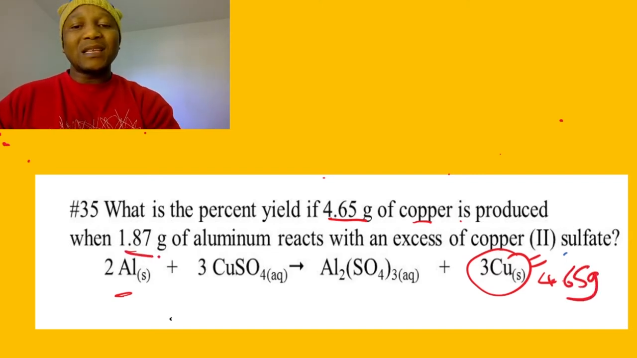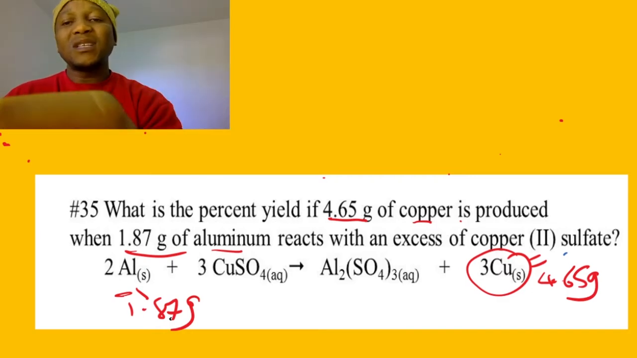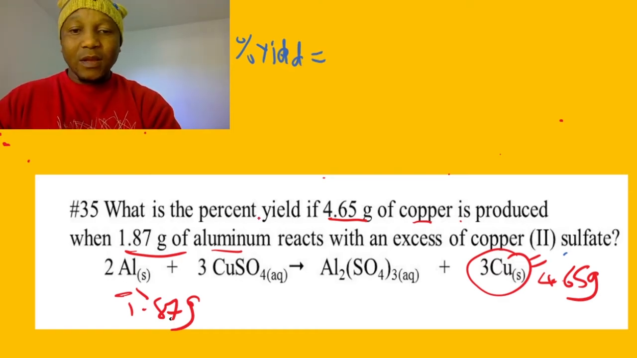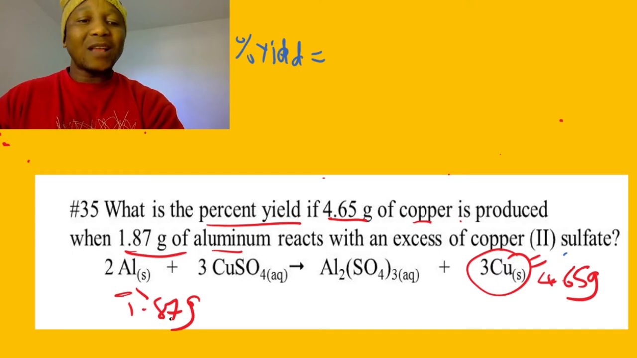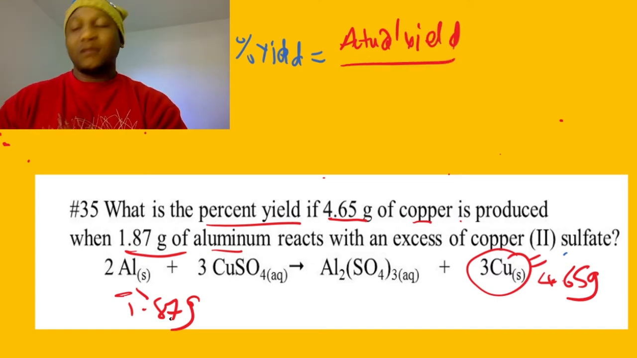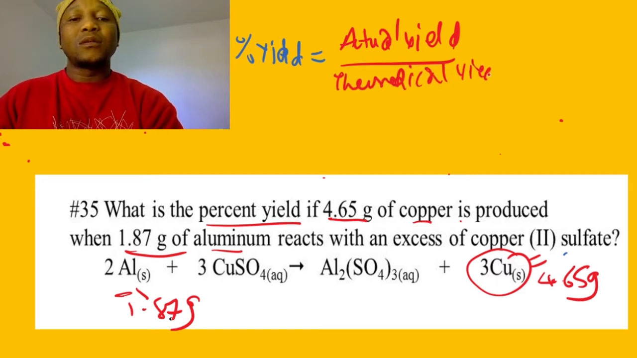But they say the mass of aluminium, 1.87 gram of aluminium reacted. Now we want to find the percentage yield. Percentage yield, there's a formula on how to find it. Percentage yield is equal to the actual yield over the theoretical yield, and then you multiply by 100%. It's actually easy.